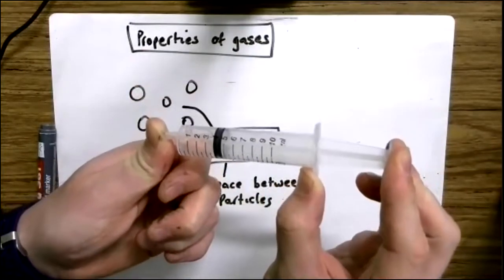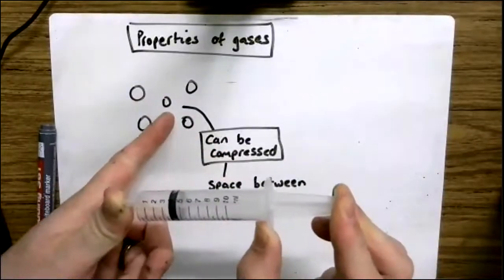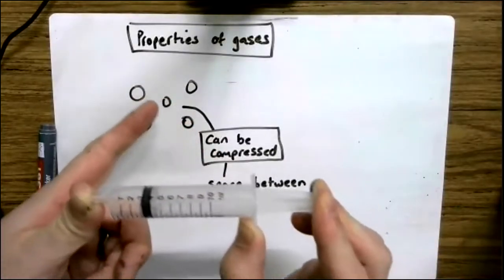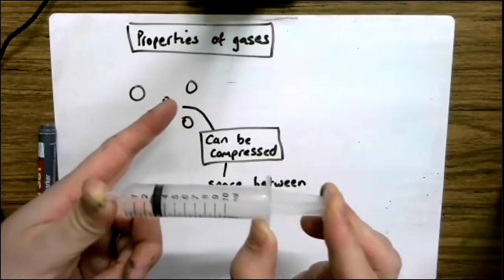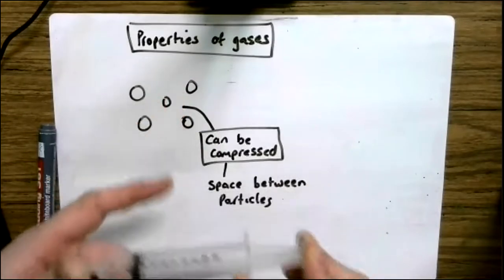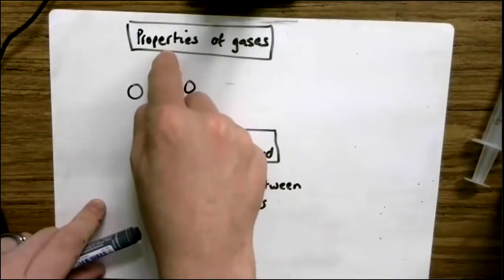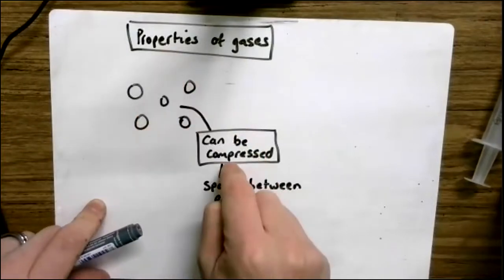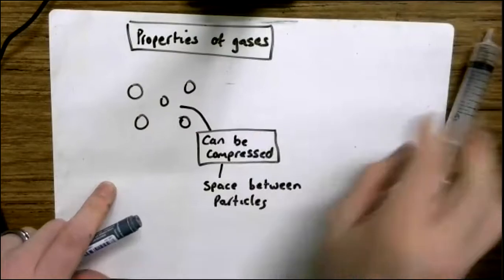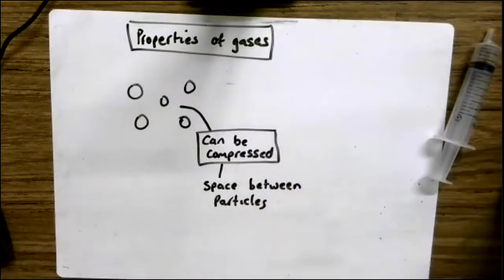So that is compressing. Now what am I doing here? I'm squashing all these spaces. I'm not squashing the particles. The particles don't get squashed and made smaller, just the space does. Okay, so that can be compressed. Now, space between particles is not a property. We can't see that, but we can see gases being compressed. So that is a property.